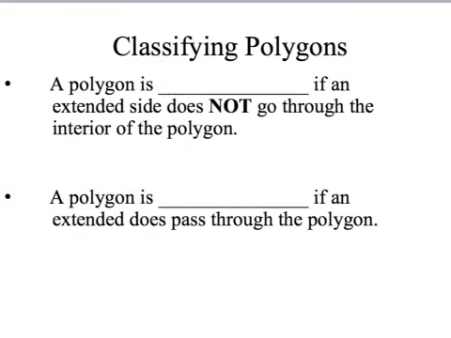There are also other ways to classify polygons. For instance, a polygon is called blank if an extended side does not go through the interior of the polygon. So let's talk about what that means. So I have a polygon and I'm just going to do 4 sides. There we go. If I extend any side and I draw it as a line, and it does not pass through the polygon, then we say that that polygon is convex.